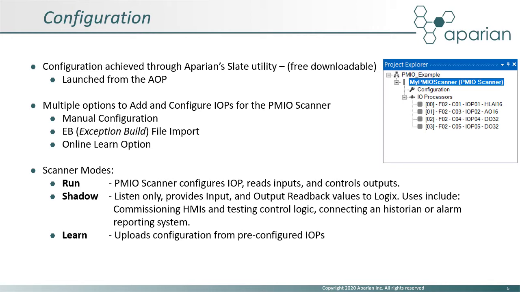Firstly, manual configuration, where the IOP is added manually and its channels configured as required. Secondly, the configuration can be automatically built by importing exception build or EB files created from a Honeywell system. The third option is the learn function, which scans the I/O link network for IOPs and uploads the configuration from each.